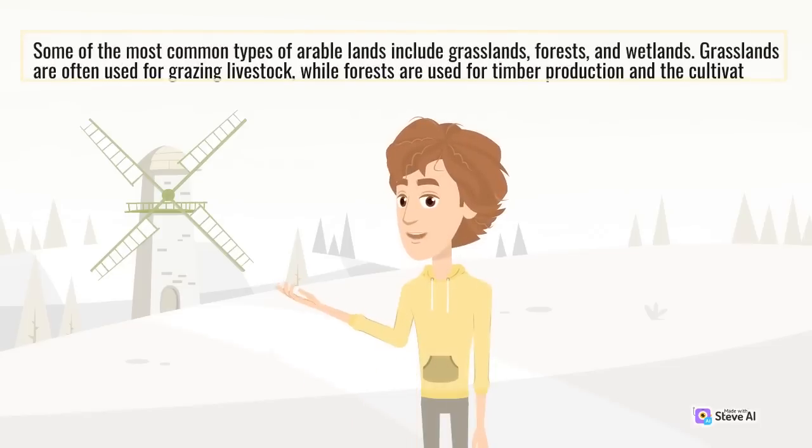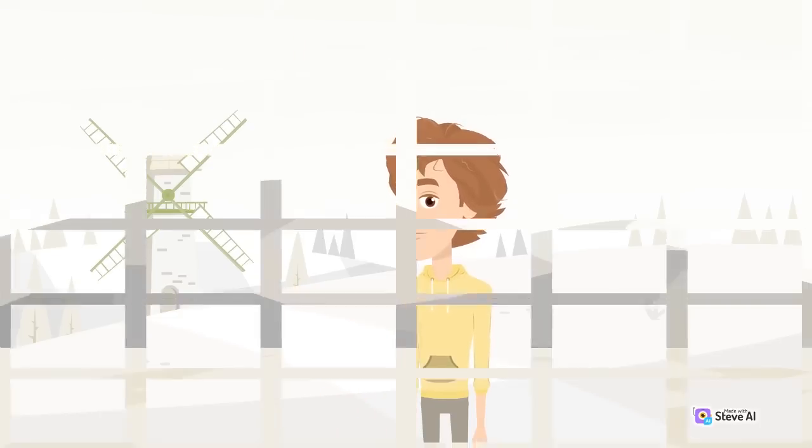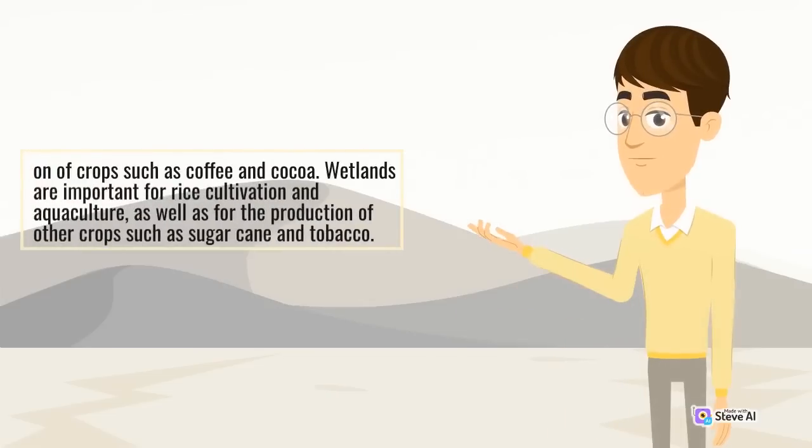Some of the most common types of arable lands include grasslands, forests, and wetlands. Grasslands are often used for grazing livestock, while forests are used for timber production and the cultivation of crops such as coffee and cocoa. Wetlands are important for rice cultivation and aquaculture, as well as for the production of other crops such as sugarcane and tobacco.